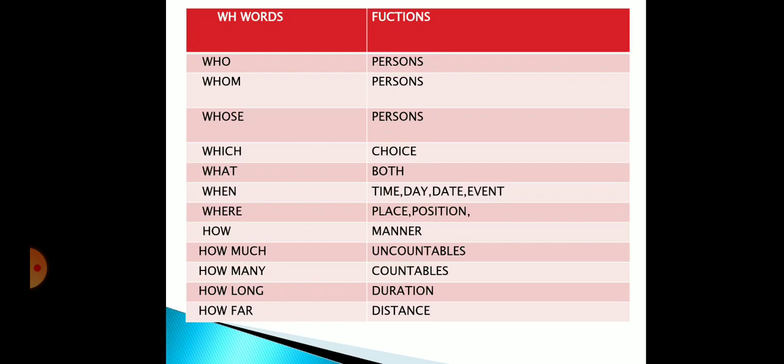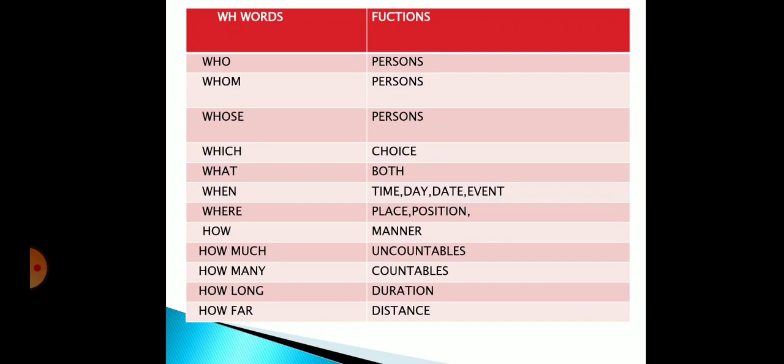Who is used for persons; whom and whose are also used for persons. Which is used for choice. What is used for both persons and things. Next one is why, which is not there in this table. Why is used for reason, when is used for time, day, date and event, where is used for place and position, and the last WH word is how. It is used for manner.